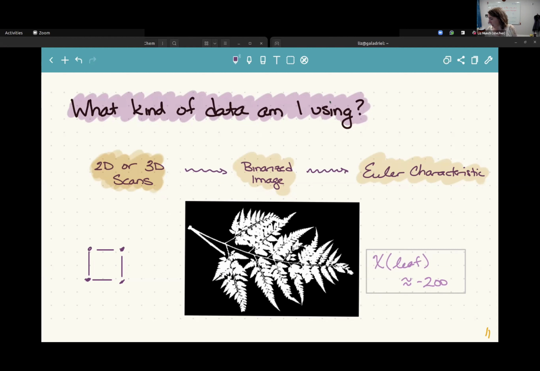So in this case, if I just handed you this, I believe this was a fern leaf scan, I can calculate its Euler characteristic, and I can tell you that it's -200. Great, what do I do with that, right? This is not quite enough for me to do anything particularly useful because that doesn't tell me a huge amount of what's going on with this very complicated picture in front of you.